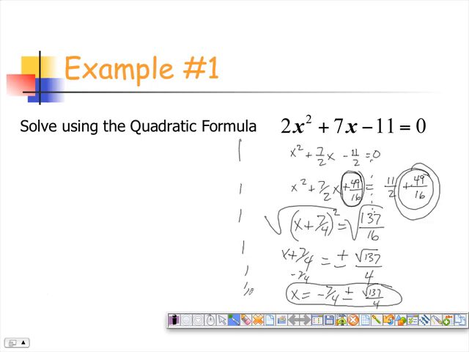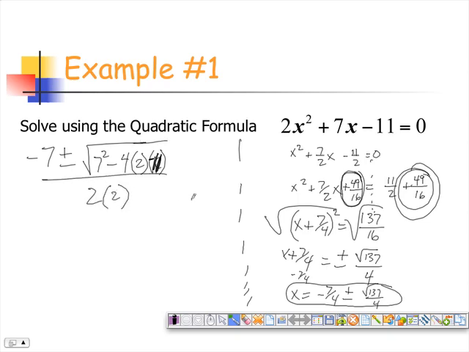Now, if we use quadratic formula, which might be easier in this case for us, let's do it. Negative b, so negative 7, plus or minus square root b squared, so 7 squared, I'll write it out, minus 4 times a, which is 2, times c. Oops, c is negative 11. Put them in there. All over 2 times a, which is 2.